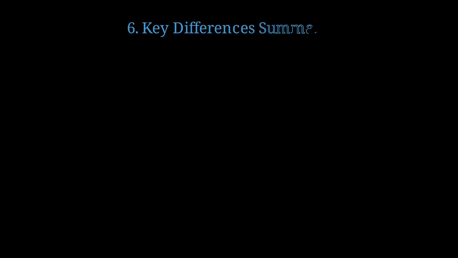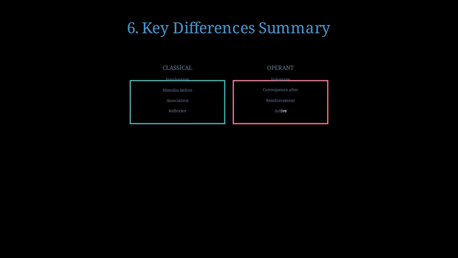Let's summarize the critical differences between these two types of conditioning. Classical conditioning is involuntary and reflexive with stimuli before behavior, while operant conditioning is voluntary and active with consequences after behavior. Let's look at how these show up in everyday life.